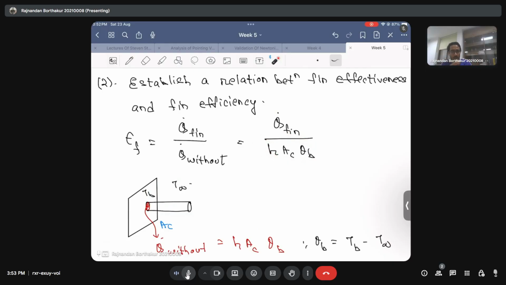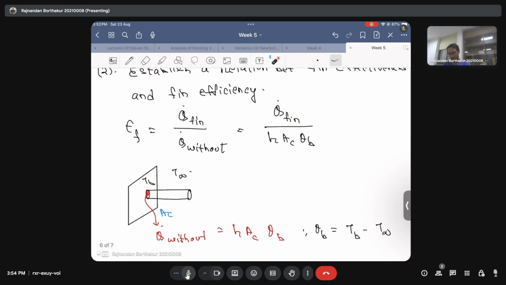That is just simple Newton's law of cooling. We are just writing h A delta T, where A is now A_c and theta_b is just T_b minus T infinity, which is the delta T. Okay, I hope you understand this.